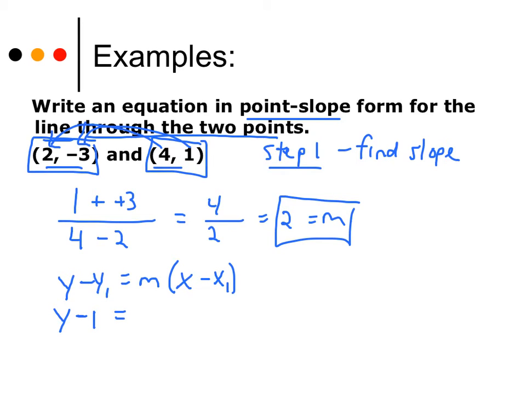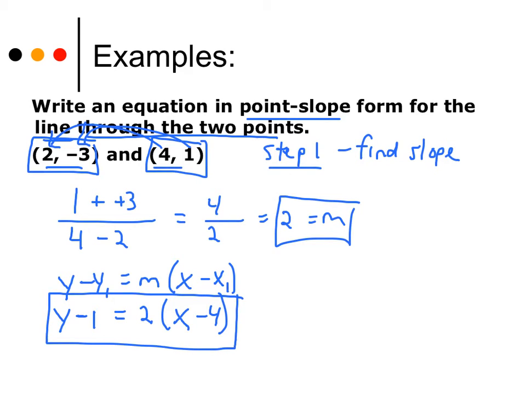And then my slope is 2. And then I do x minus 4. And remember, the 4 is right there. And then this is my answer. That's all I have to do at this point. And we will go further with it and do other things and get to standard form, but that's the next lesson.